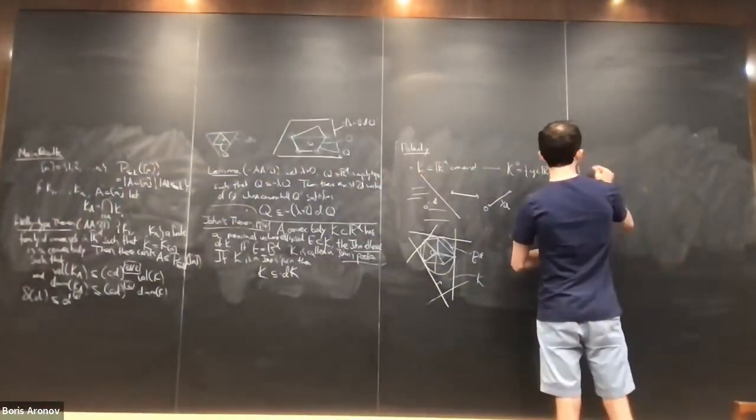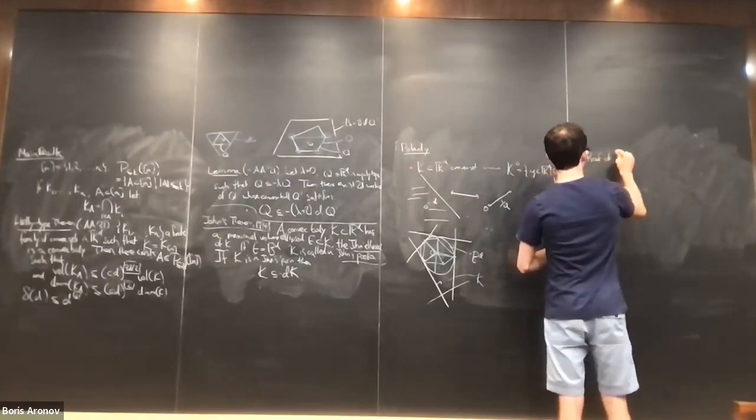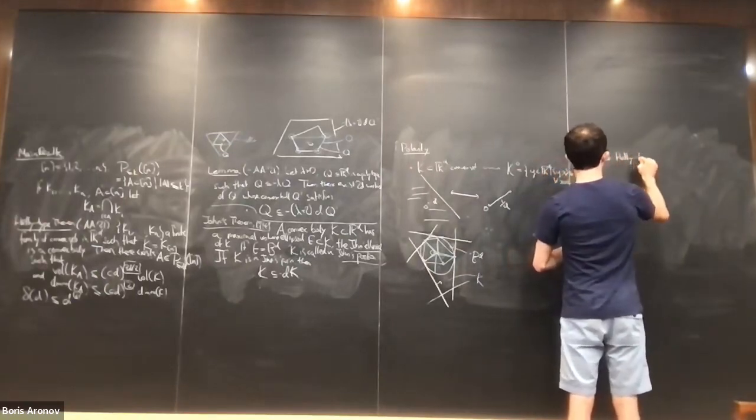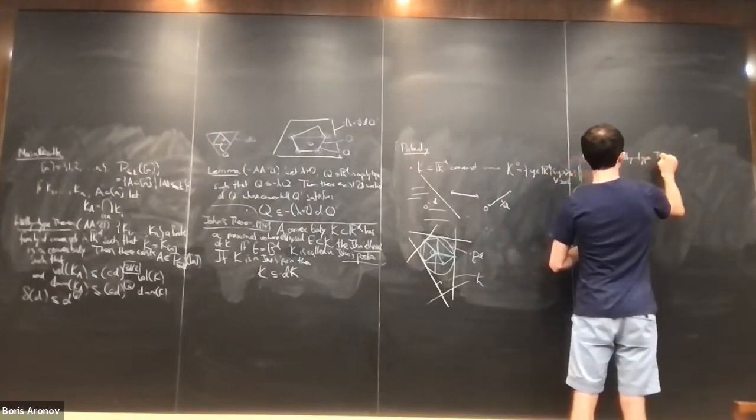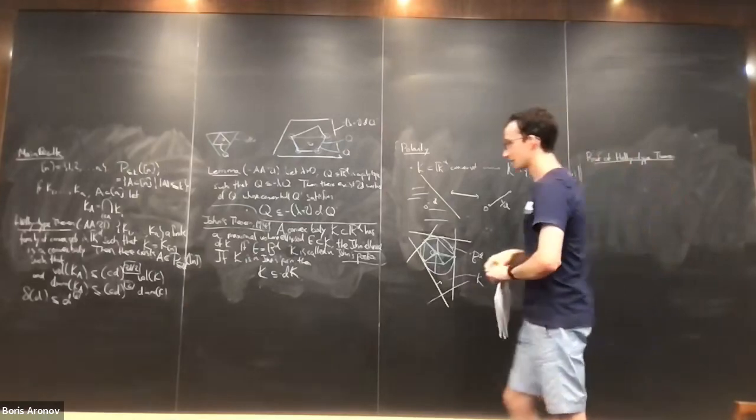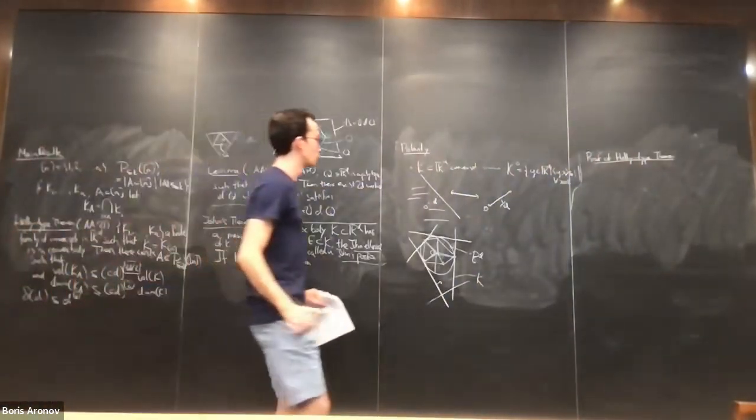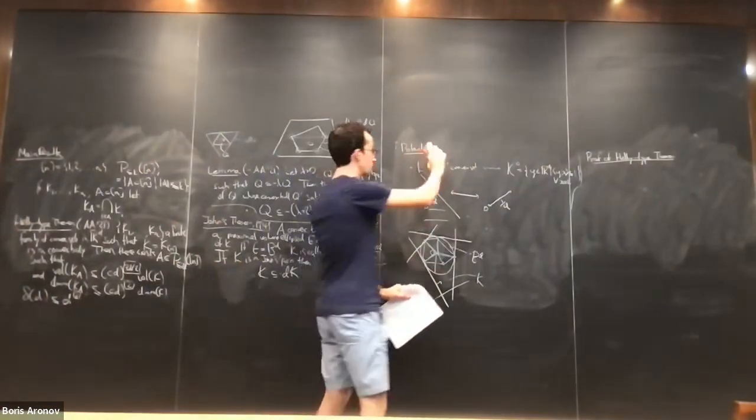Proof of Helly-type theorem. I might need to draw a little more. Is it okay if I erase the polarity? Sure.